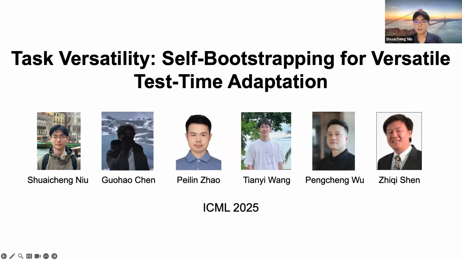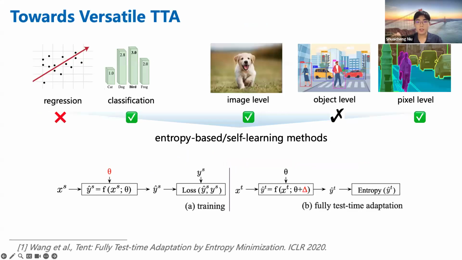So next, we first discuss the task versatility of test time adaptation, for which we devise a self-bootstrapping method for versatile test time adaptation on various tasks. The prior TTA methods still lack versatility, especially reflected in the following aspects. Firstly, entropy-based self-learning methods like TENT aim to maximize the model's largest predicted logit. So this is applicable to image-level and pixel-level classification tasks, but not applicable to regression tasks as there is no predicted logit.